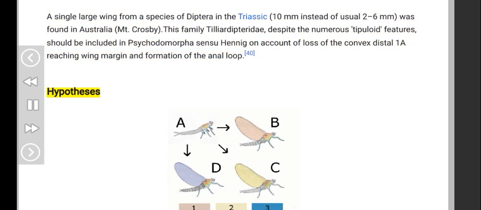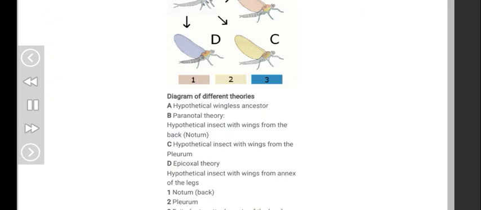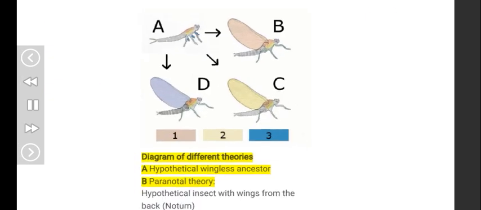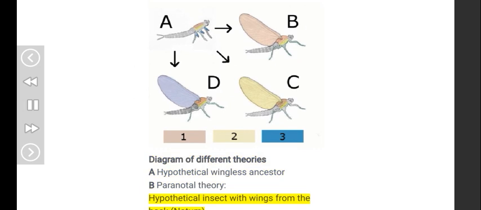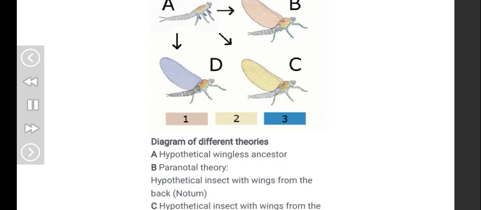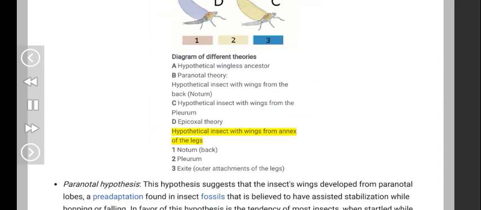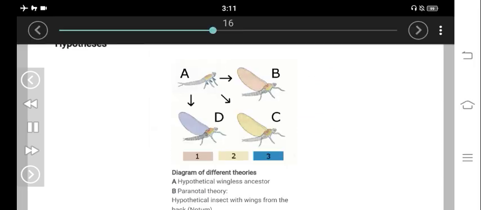Hypotheses. Diagram of different theories. A: hypothetical wingless ancestor. B: Paranotal theory. Hypothetical insect with wings from the back, notum. C: Hypothetical insect with wings from the pleuron. D: Epicoxal theory. Hypothetical insect with wings from appendages of the legs. 1: Notum, back. 2: Pleuron. 3: Exite, outer appendages of the legs.